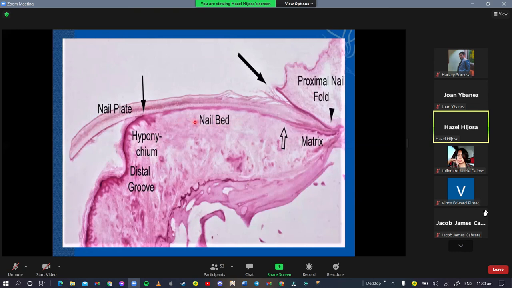Okay, so histologically, this is how the nails would look like. The nail bed, which is covered by the nail plate. So this nail bed is composed of skin, which is made up of the Malpighian layer of the epidermis. What comprises the Malpighian layer of the epidermis?